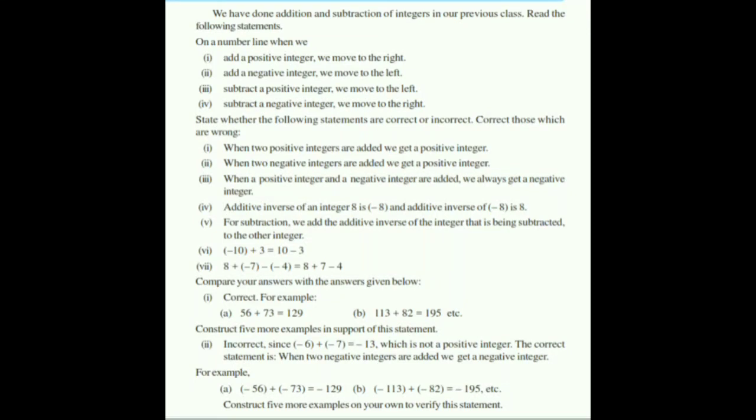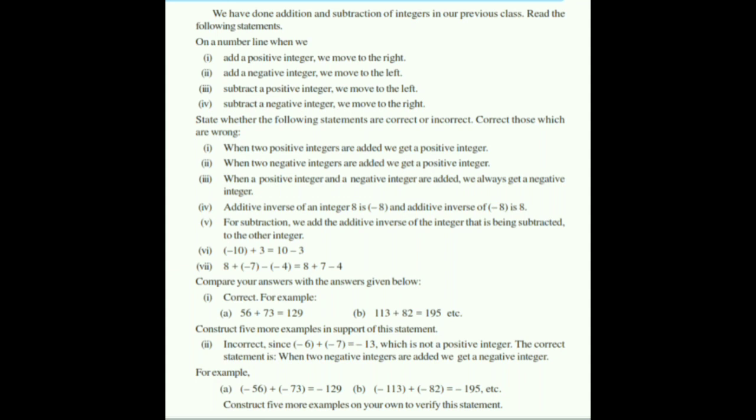On your textbook page number 2, some statements are given. Try to understand and state whether the statements are true or false. The first one is, when two positive integers are added, we get a positive integer. Yes, 7 plus 5 is equal to 12. 7 and 5 both are positive integers, and the answer 12 is also a positive integer. So, the statement is correct.